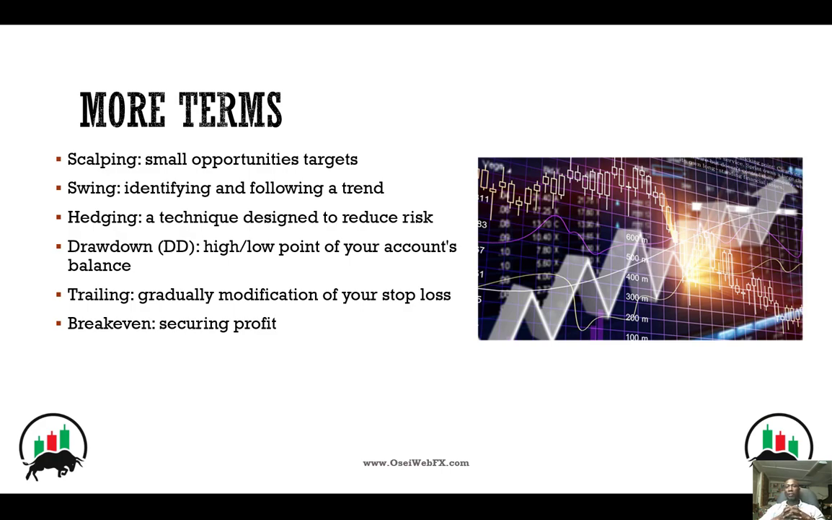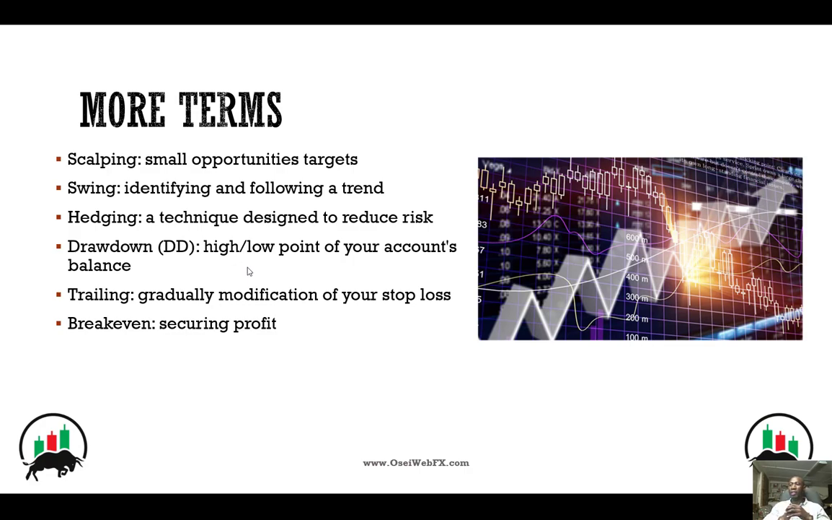Drawdown refers to the difference between a high point in your balance of your trading account and the next low point of your account balance. Simply how low your account goes and how low your equity gets when trading a pair. Trailing is simply a way of securing profit and lowering your losses. This is a continual modification of stop loss after each gain. Break even is another way of securing profit. In this method, the stop loss is moved above the initial position.